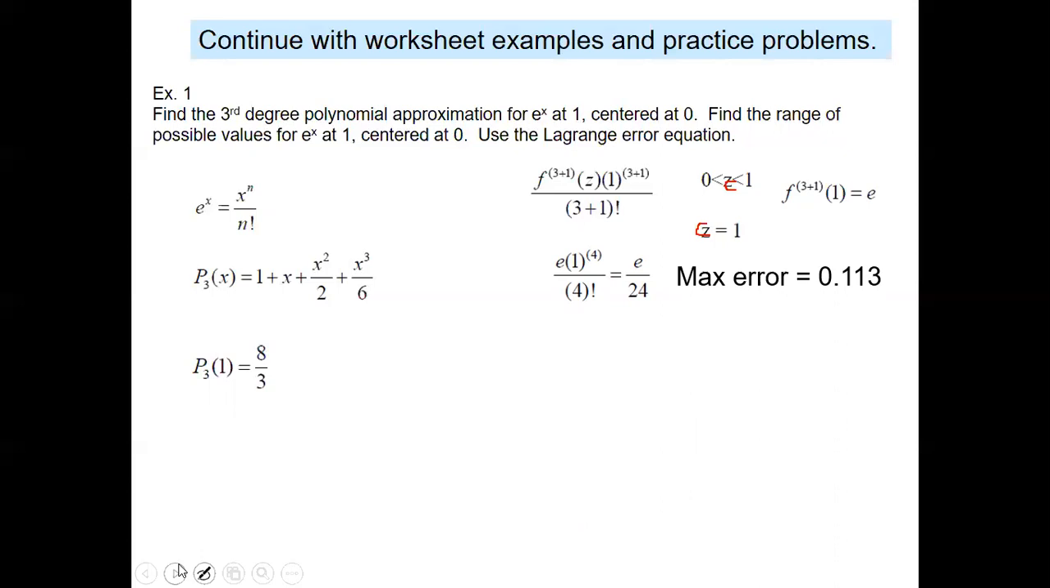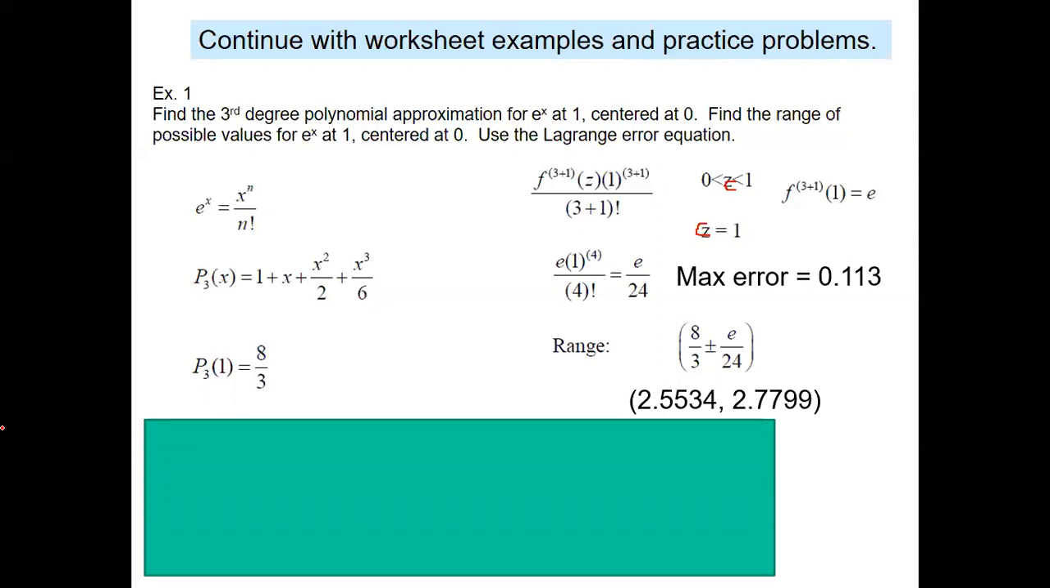So what I want to do now is create a range of possible values. My polynomial approximation was 8/3. So therefore, I could be e over 24 above that or e over 24 below that, and putting that into some numerical values, that turns out to be that range. So my value for e to the x at 1 could be anywhere between those two values.